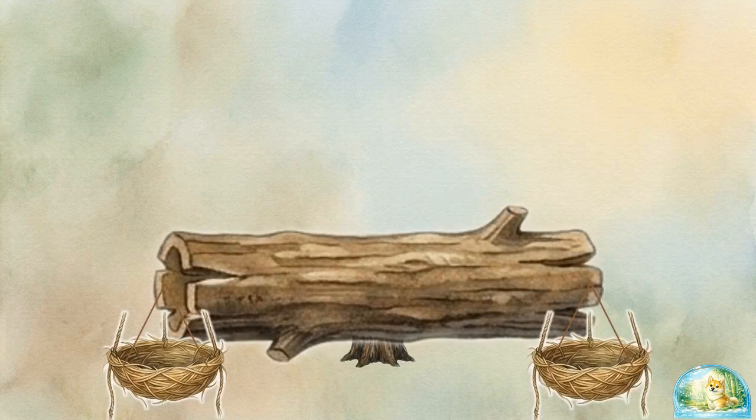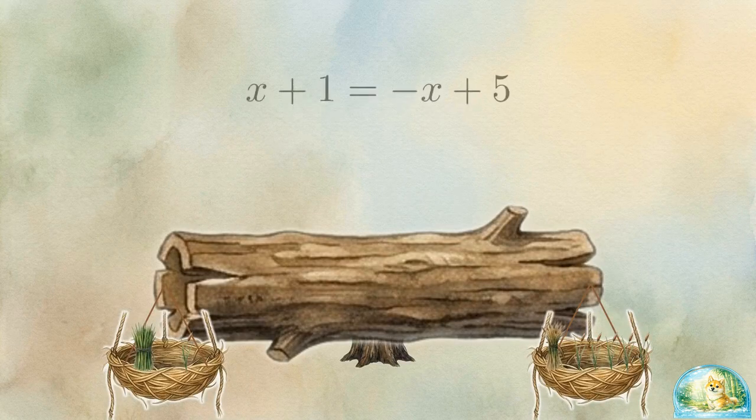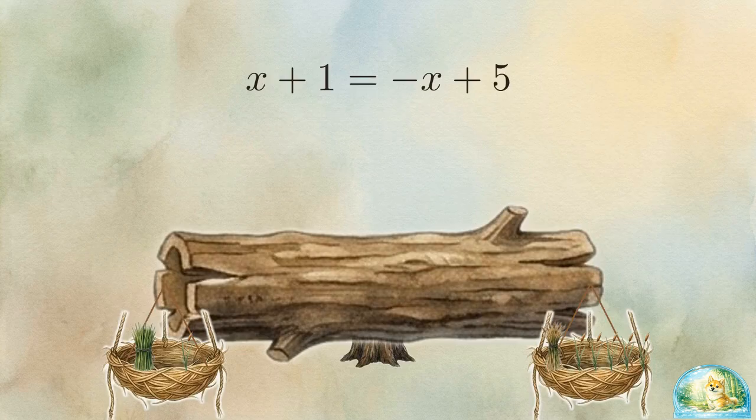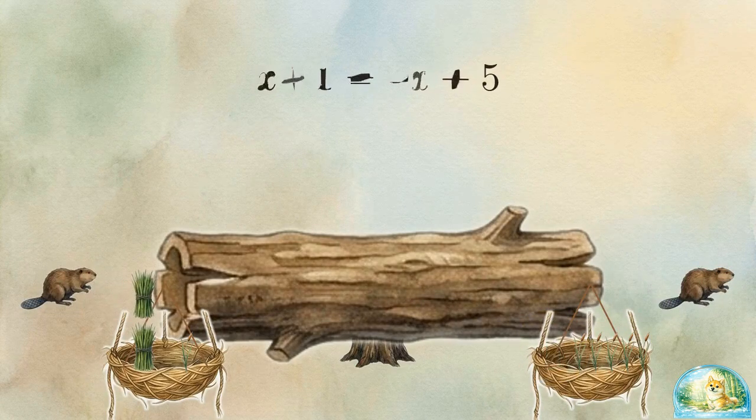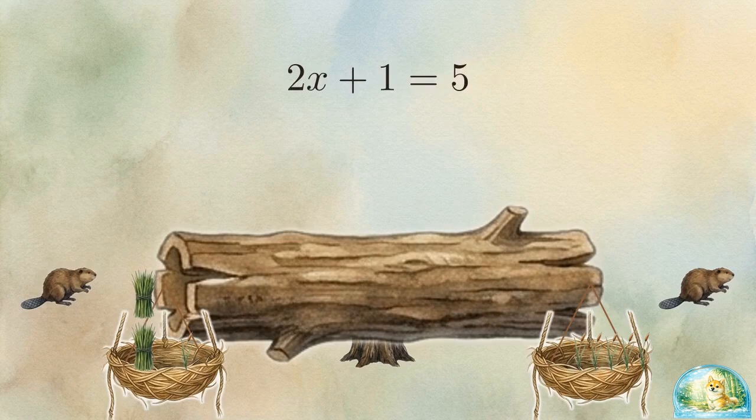This physical balance scale shows how we can solve that same system algebraically. Because both expressions equal y, we can set x plus 1 equal to negative x plus 5. To find the value of our unknown variable, we use a simple rule: do the same to both sides. By adding one x bundle to both sides, the scale stays balanced, giving us 2x plus 1 equals 5.